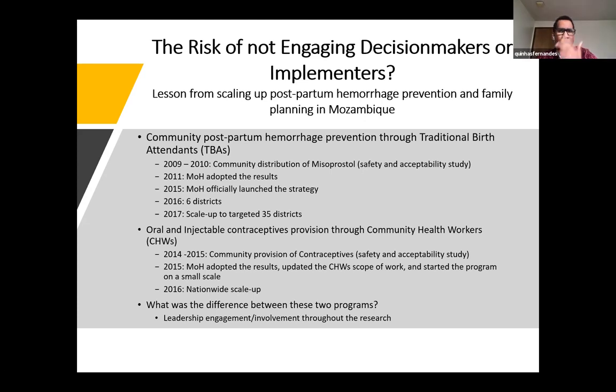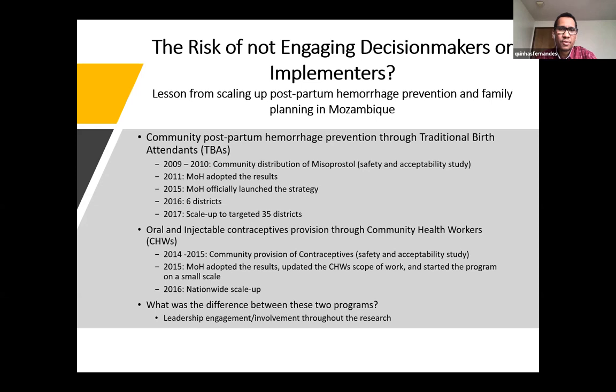On the other hand, it took less than 2 years to scale up oral and injectable contraceptives through community health workers countrywide. The results were available in early 2015, and right after that, we started with the scale up.